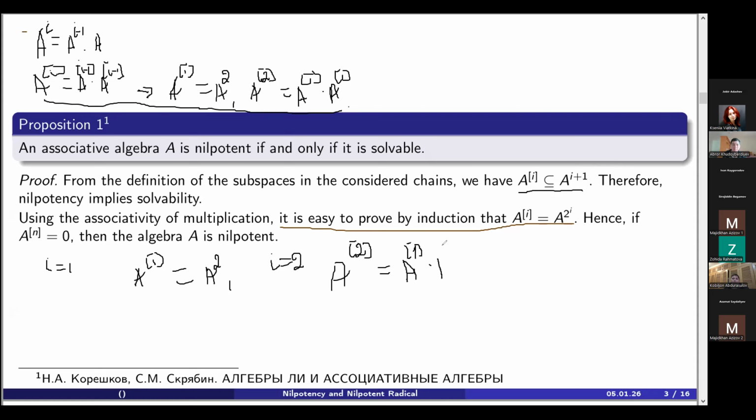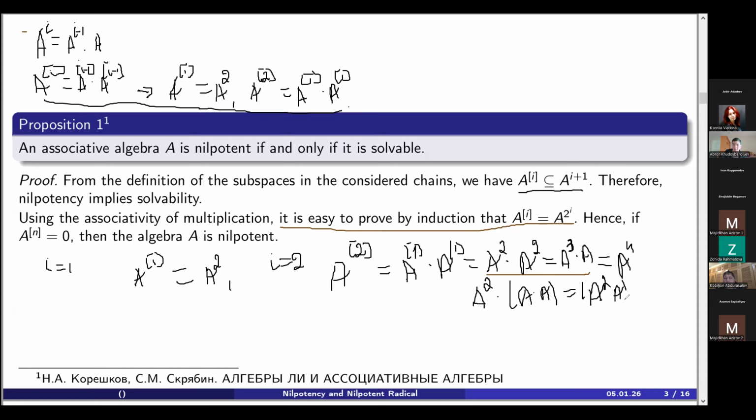a^[1] multiplied by a^[1]. This is a square multiplied by a square. This is a^4. Why associative? Here you will use the associativity, yes? Here a square multiplied by a. This is a square a multiplied by a. Okay. And so on.